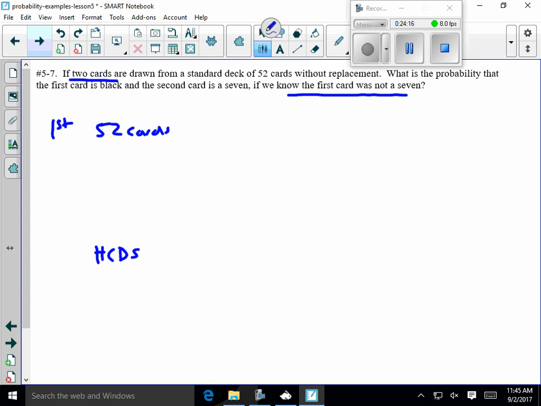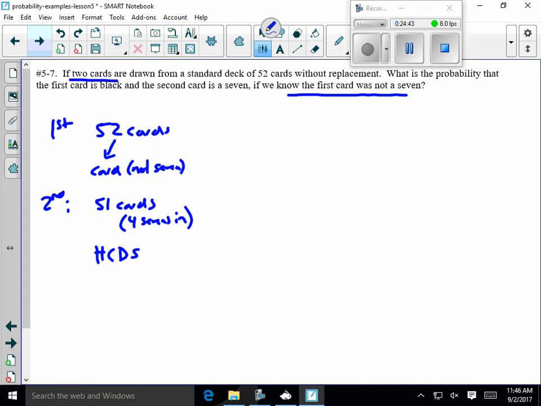So we're going to draw out a card, right? It's not a 7, right? So that means, well, that's the second draw. We're going to have 51 cards, right? But all 4 7s are still in the deck. Okay, maybe I'm just using that to wrap my head around what's going on here. All right, so what are we doing here?